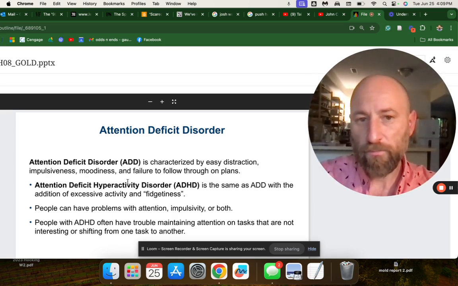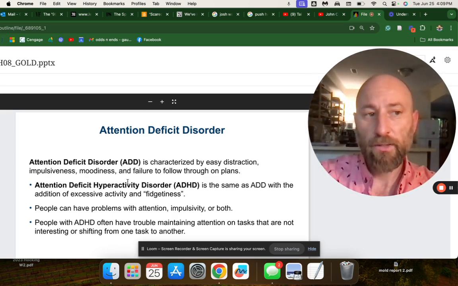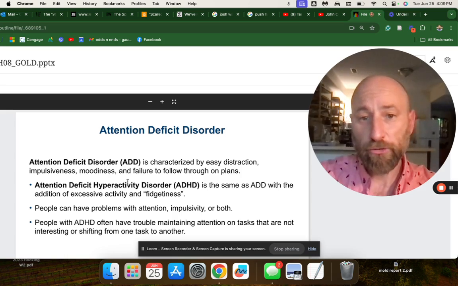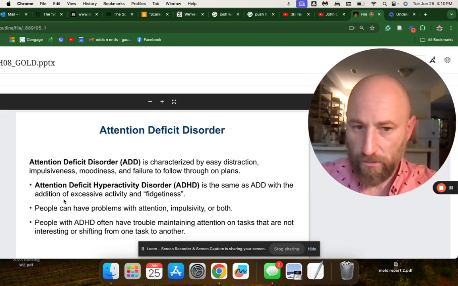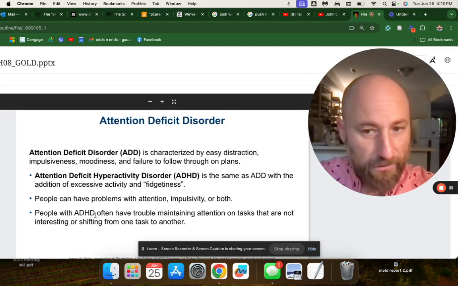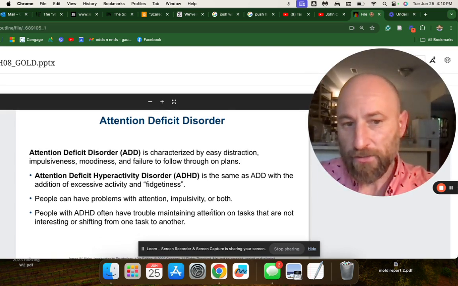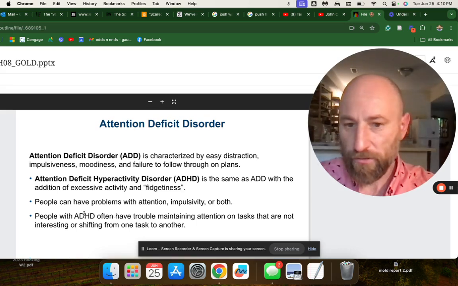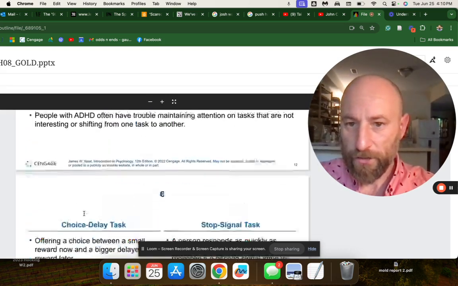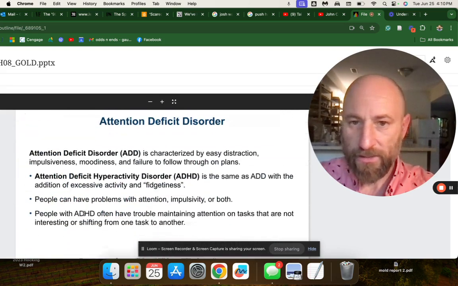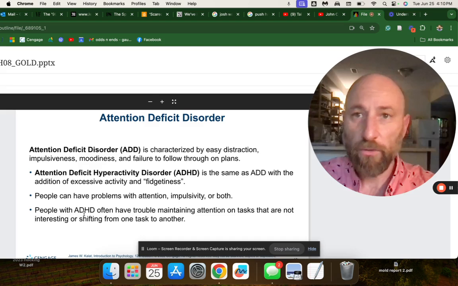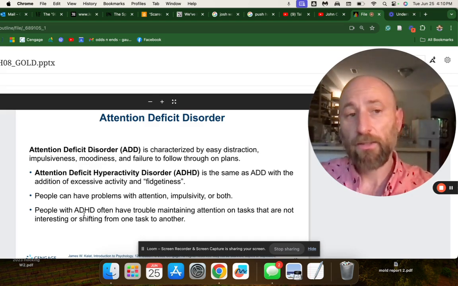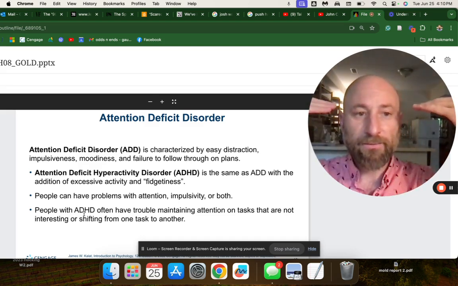So these become disorders or problems because of the economic and social system we have, rather than because of the disorders themselves. People with ADHD often have trouble maintaining attention on tasks that aren't interesting, or shifting attention from one task to another. It's worth mentioning that ADHD has to do with differences in dopamine. ADHD drugs typically raise the brain's natural level of dopamine.